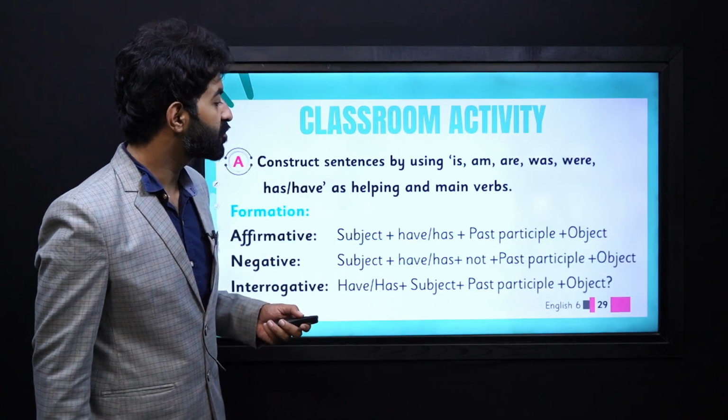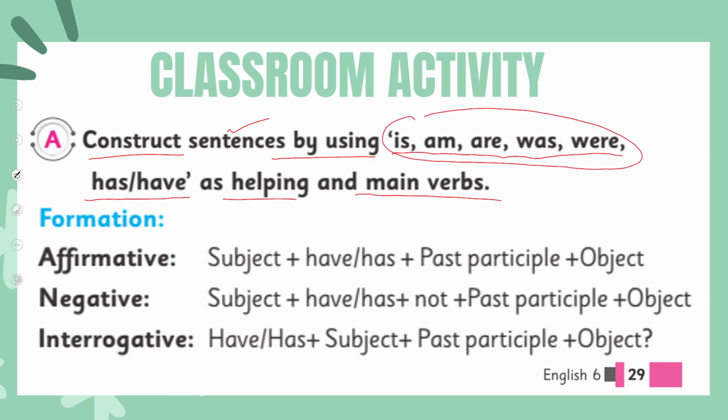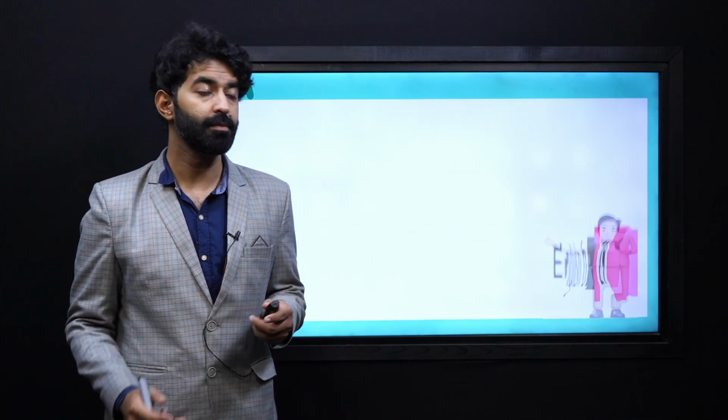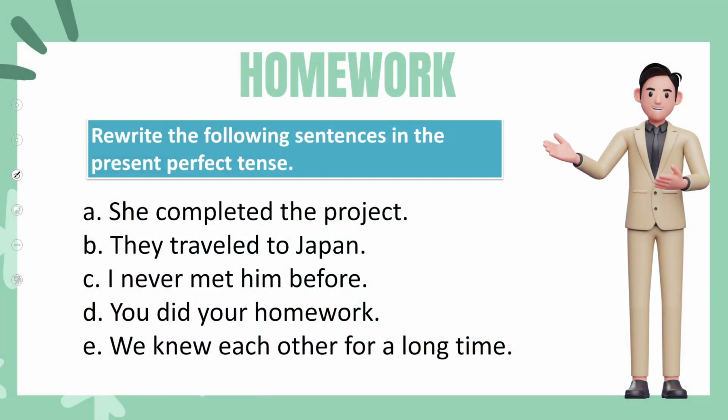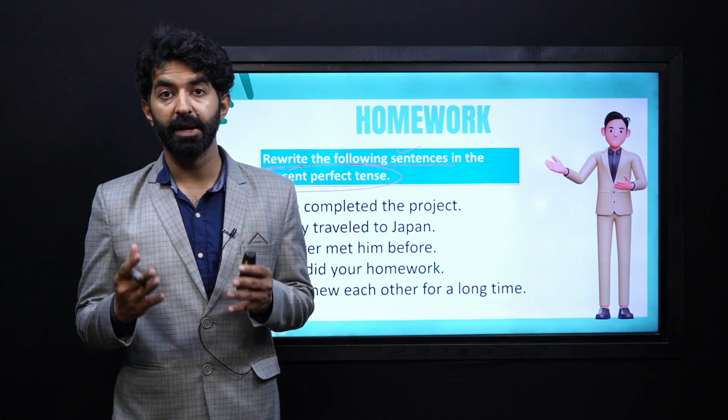Now let's talk about your classroom activity from page 29 of the book. You have to construct sentences by using is, am, are, was, were, has or have as helping and main verbs. You will form affirmative, negative, and interrogative forms of the present perfect tense. For your homework, you have to rewrite the following sentences in the present perfect tense. So, read these sentences and then transform them into present perfect tenses.